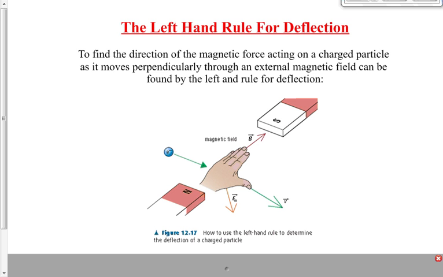So thumb goes in the direction of the moving charge. Fingers go in the direction not of the field that's caused by the moving charge, but the field that was already there, the external magnetic field. And my palm is going to automatically point in the direction of the magnetic force. I'll write that out in a little summary here, and then I'll show you an example of how this works.